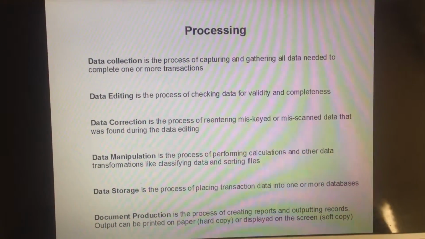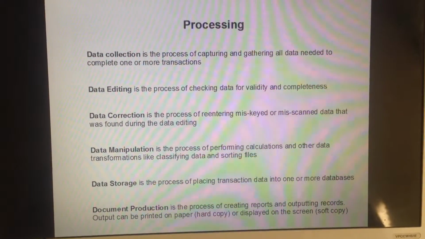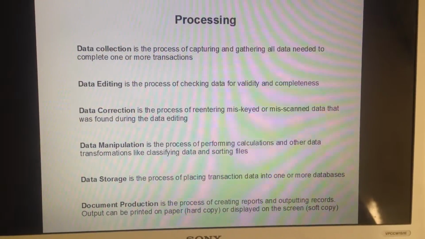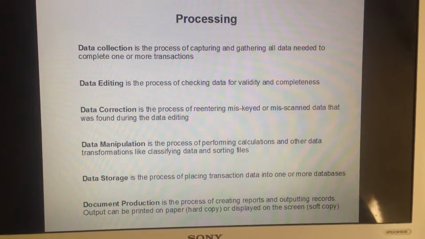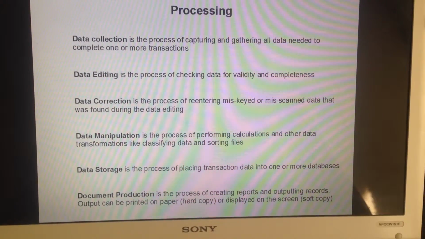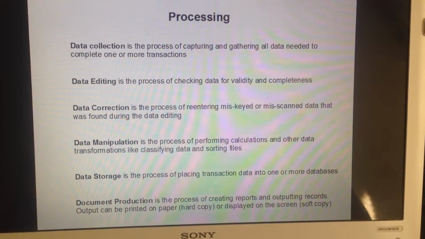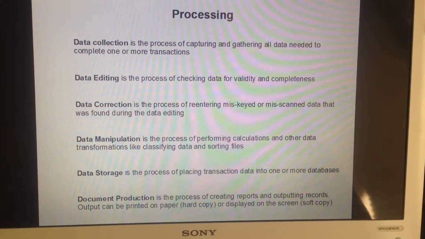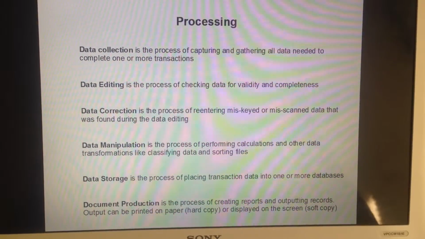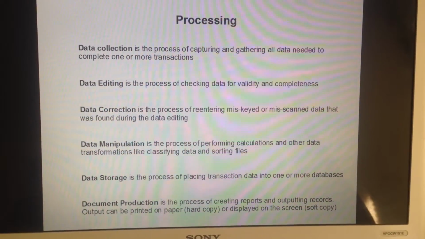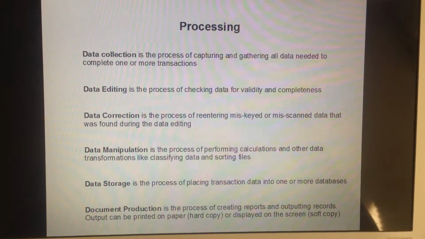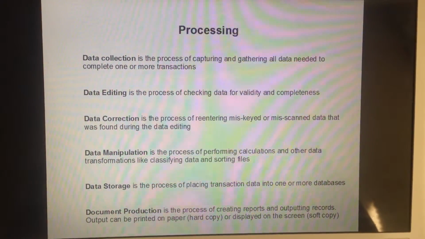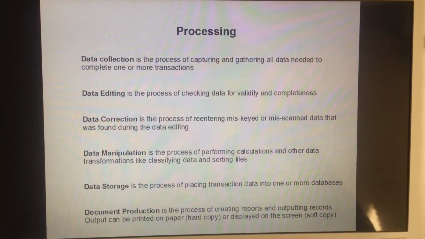Another very important thing is the actual processing. Data collection is the process of capturing and gathering all data needed to complete one or more transactions. Data editing is the process of checking data for validity and completeness. Data correction is the process of re-entering miskeyed or misscanned data that was found during the data editing. Number 4, data manipulation is the process of performing calculations and other data transformations, like classifying data and sorting files.